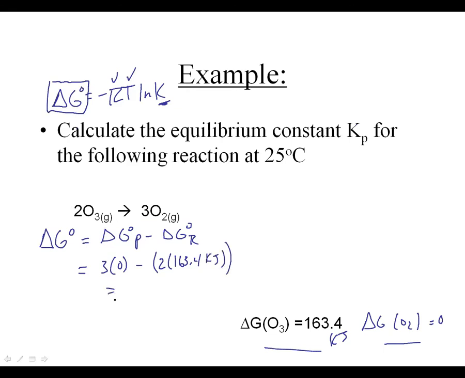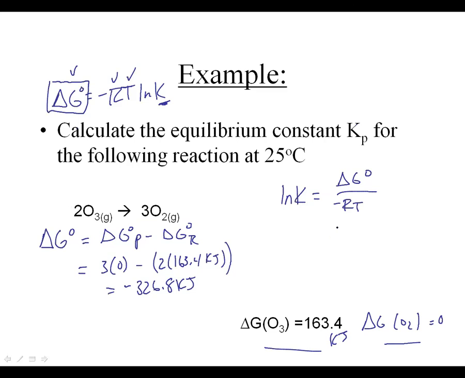When we do that, 2 times 163.4 is going to give us minus 326.8 kilojoules. So now we do have this number, and we can go into that equation and solve for K. If we solve for K, in this particular case, the natural log of K will equal delta G naught divided by minus RT.